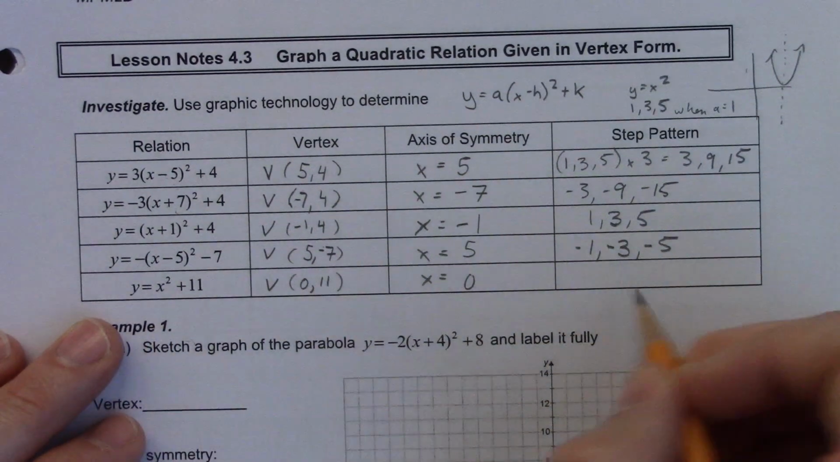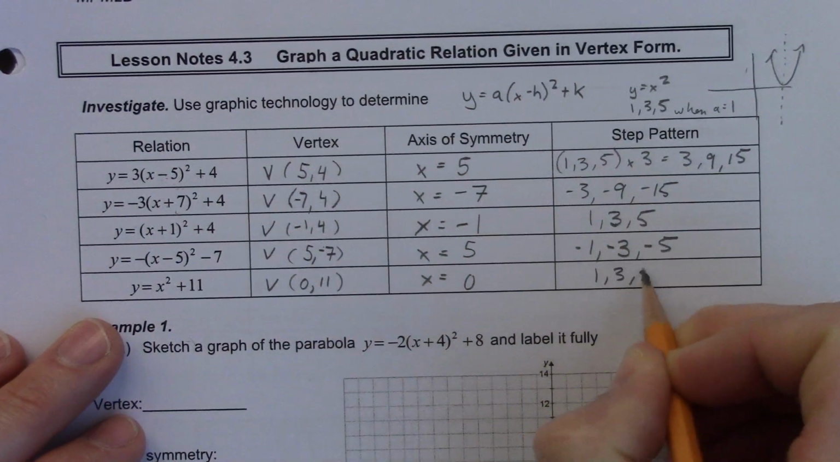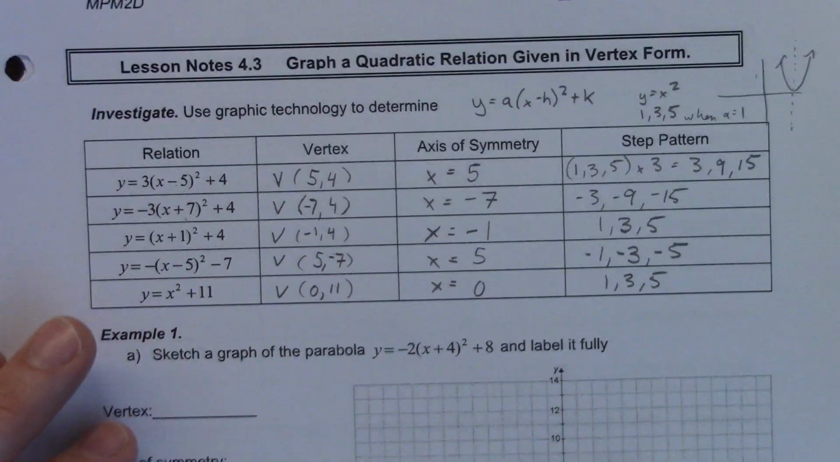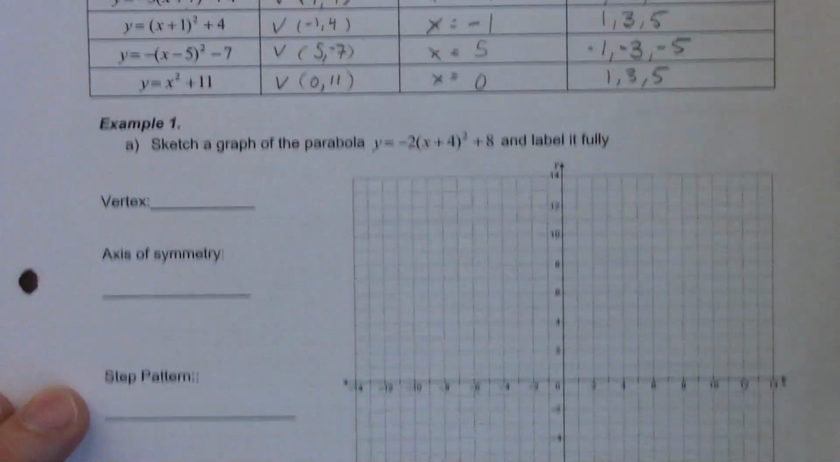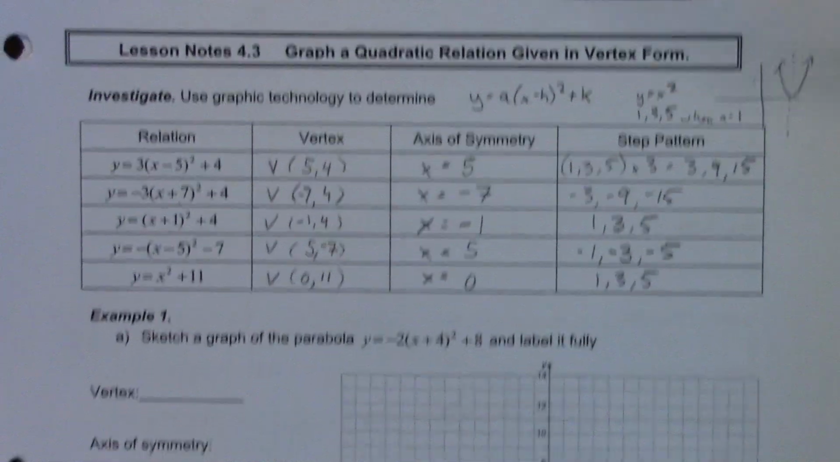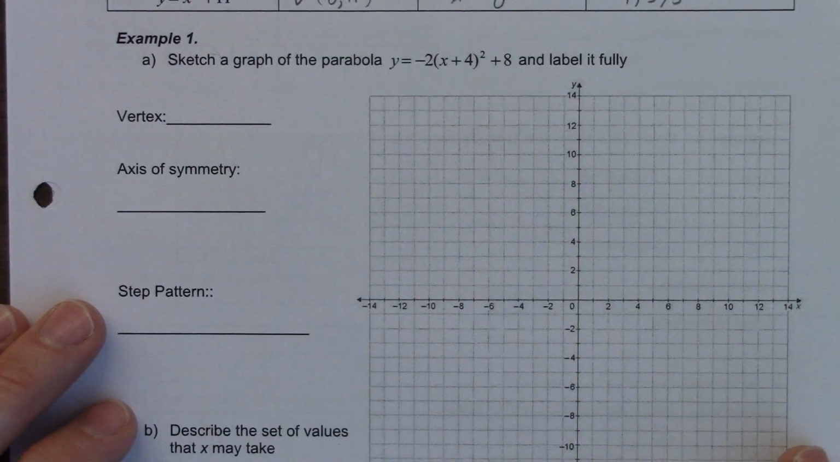Okay. And then Alan, what's my step pattern for this one? 3 and 5. Yeah. Nothing changes, right? Because A is 1 here. All right. Any questions with this table? Nice. Moving on.